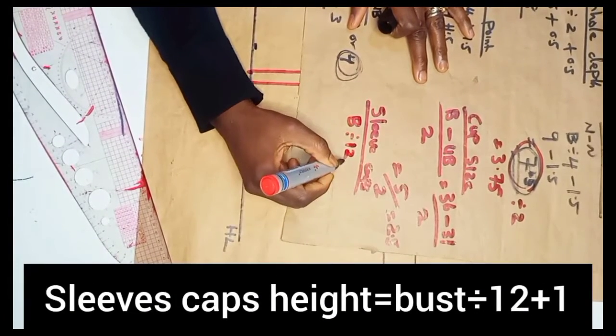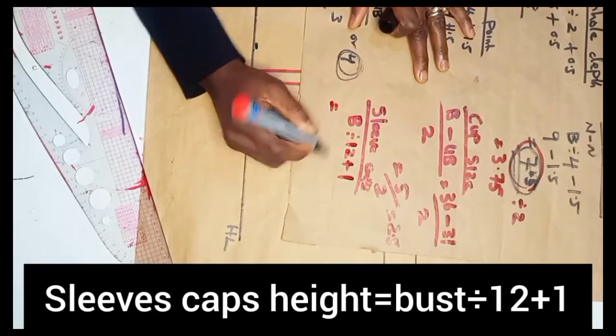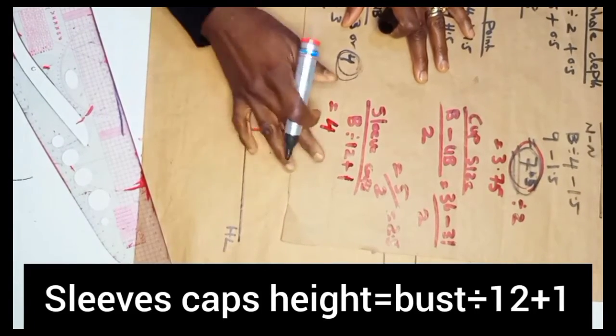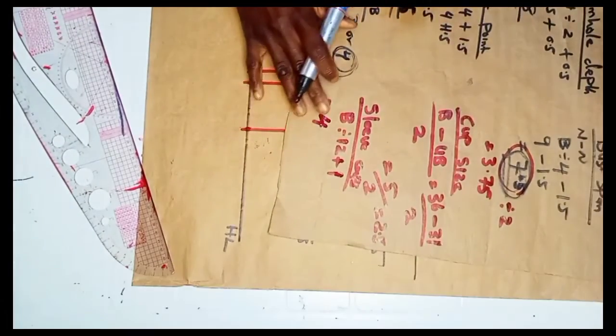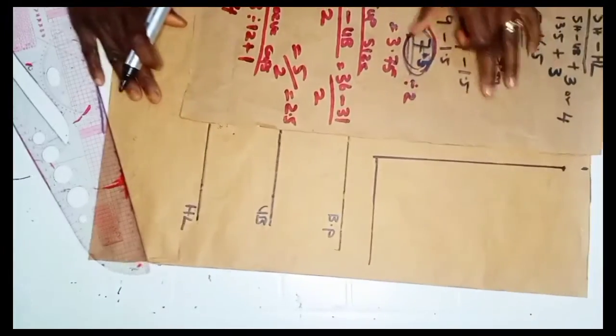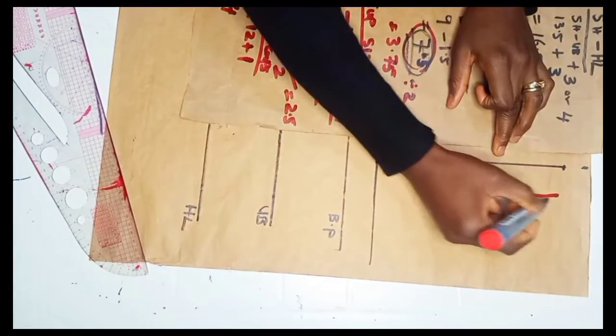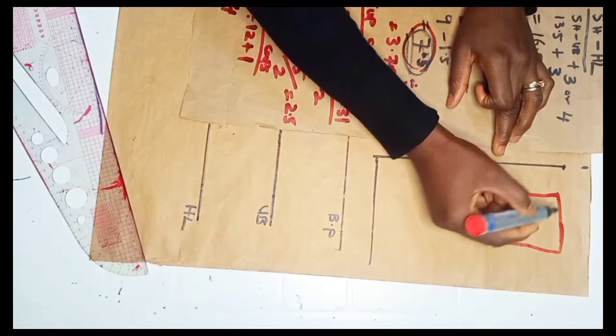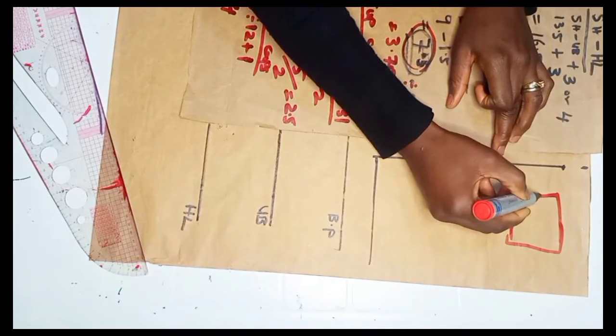So my bust divided by 12 plus 1 inch is 4 inch. So when drafting a sleeve for my bust size, which is 36, the sleeve cap's height to use is going to be 4 inch. So when drafting your sleeve, you fold your fabric into 2. This part is going to be the folded part. So you go ahead to insert your sleeve cap's height from the tip down to this point like so.